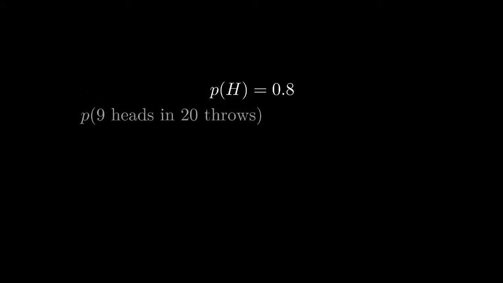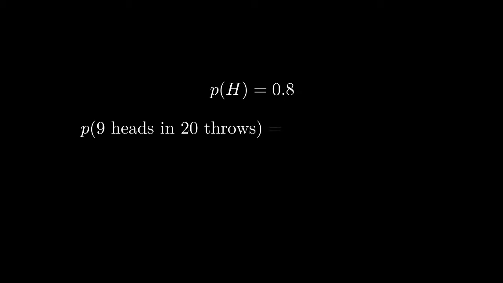Let's start by introducing the binomial distribution. We'll be using this as a likelihood, which is the probability of the data given the parameter. So suppose our parameter is 0.8. The coin is weighted so that it lands on heads 80% of the time. Given this is true, what is the probability that we observe 9 heads out of 20 coin flips?